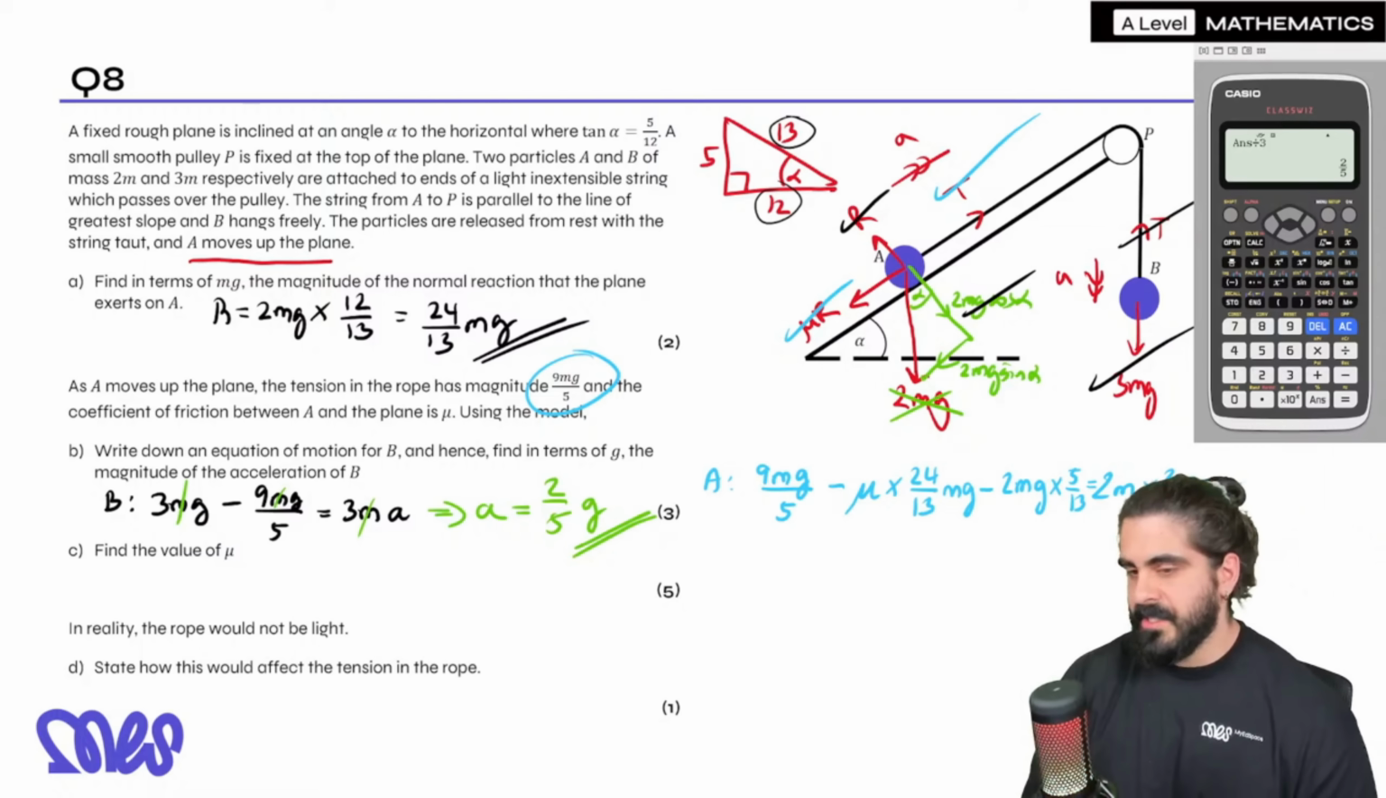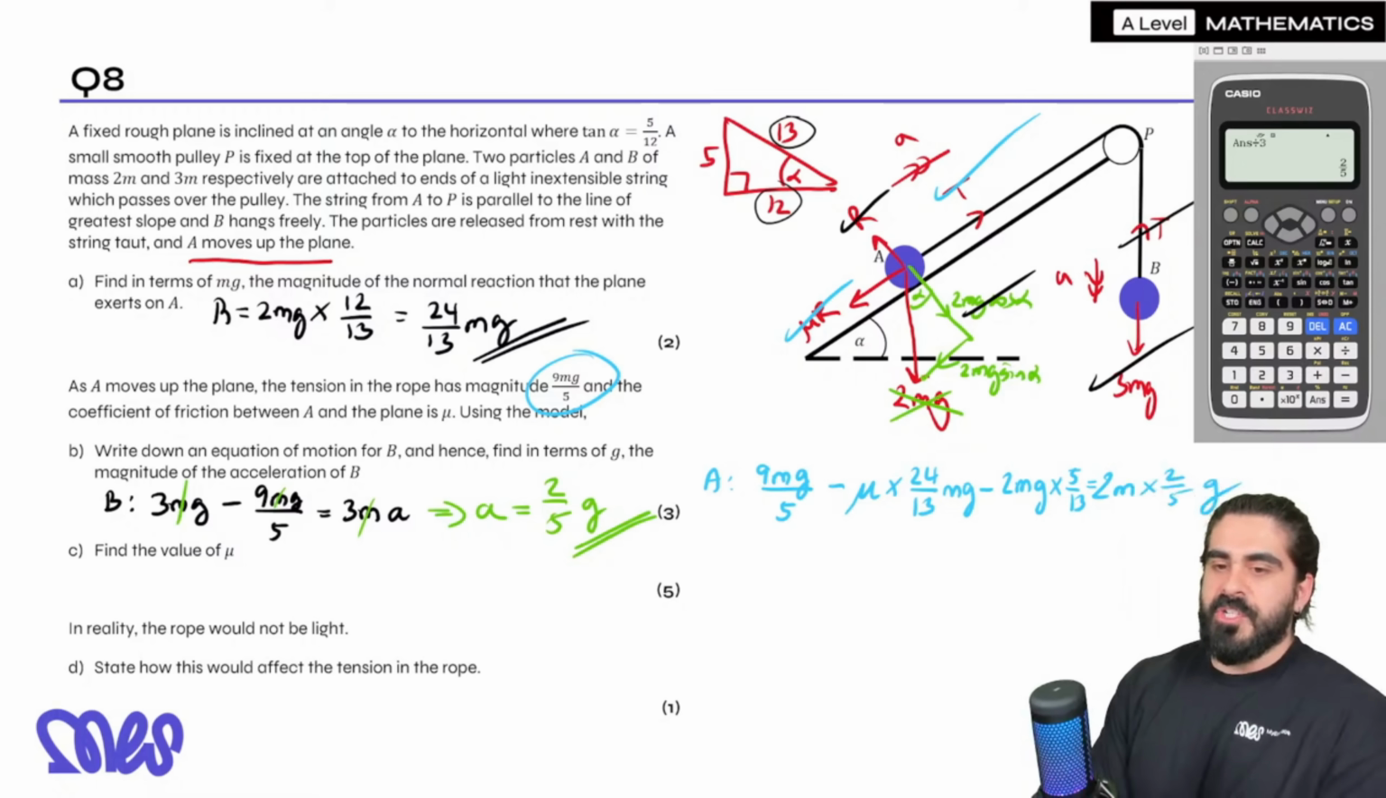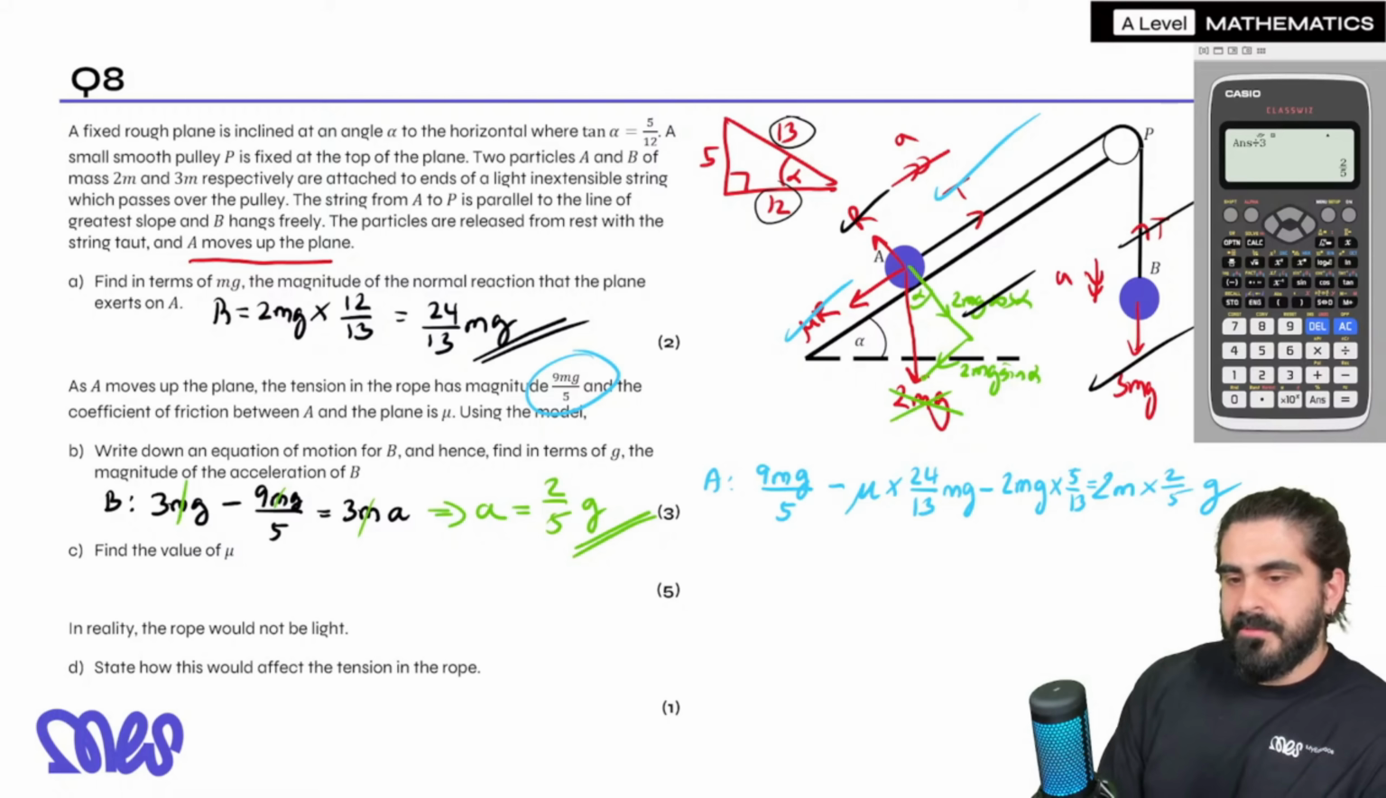Now, just to predict this, if we work out mu to be negative, which I don't think is going to happen, but it might, it just means my 3 mg wasn't big enough. I would have to change it to like 5 mg or something. Let's just cancel all the mg's. I hope mu doesn't become negative.